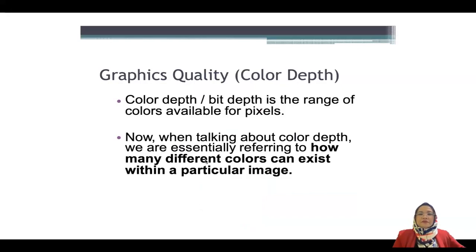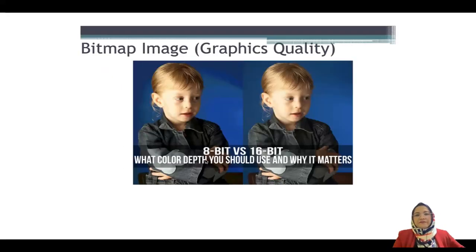So other than pixels just now, you have to take note on color depth as well. Color depth is all about how many different colors can exist within a particular image. Sometimes if you want an image to have this high quality color, it becomes so sharp, so nice, right? So you need to set a higher color depth. For example, if you watch TV, certain TVs can't offer you higher color depth, certain can. So you can see the quality is a bit different.